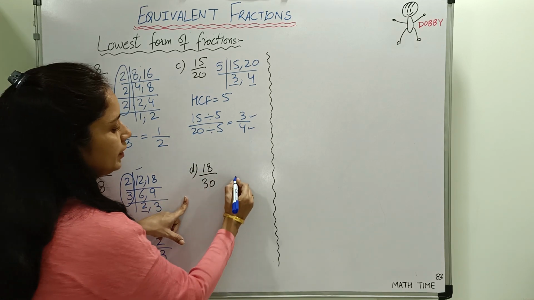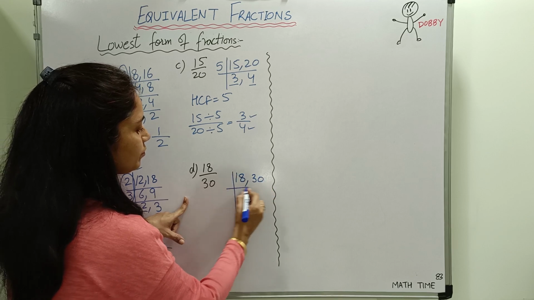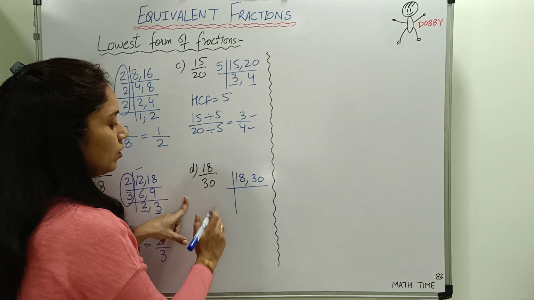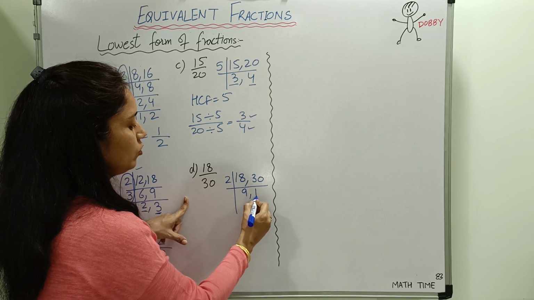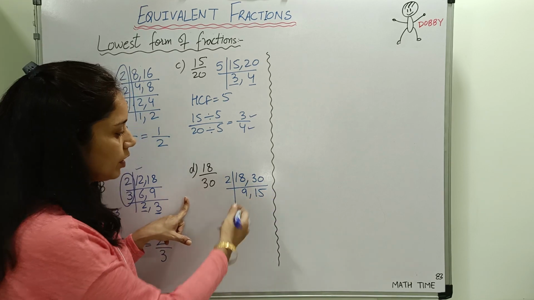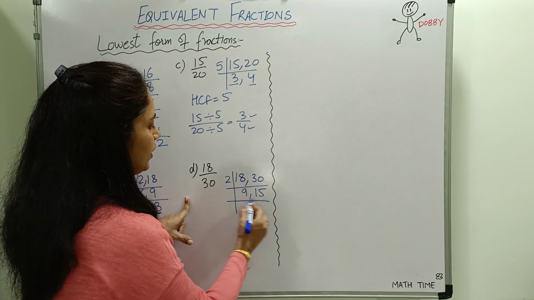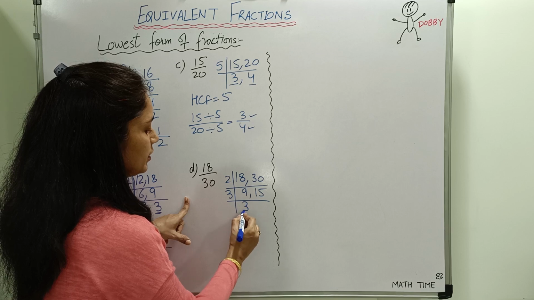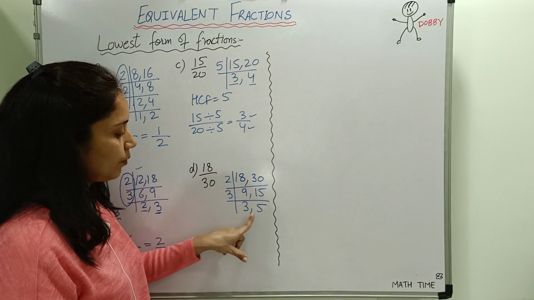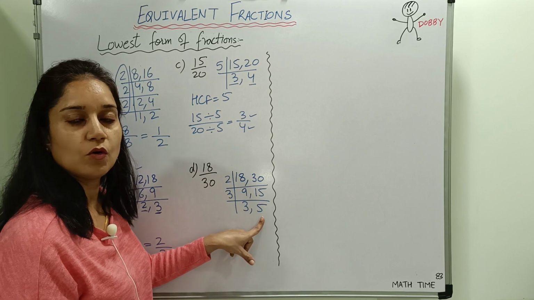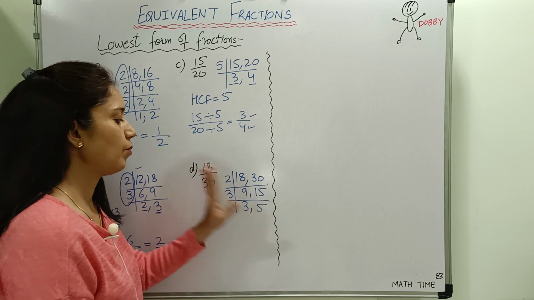18 upon 30. Let us find the HCF of 18 and 30. Common table, both are even. 2 9s are 18, 2 15s are 30. Now none of the numbers is even, so we have to leave the table of 2. Going to the table of 3. 3 3s are 9, 3 5s are 15. Any common table for 3 and 5 both? No common table. That means they are co-prime numbers.